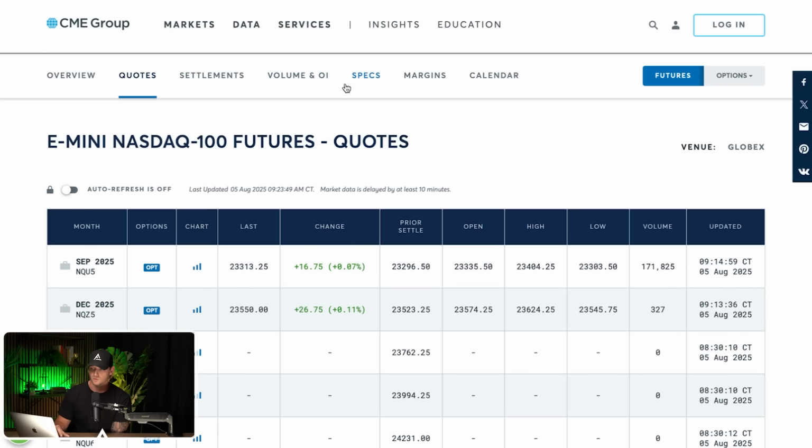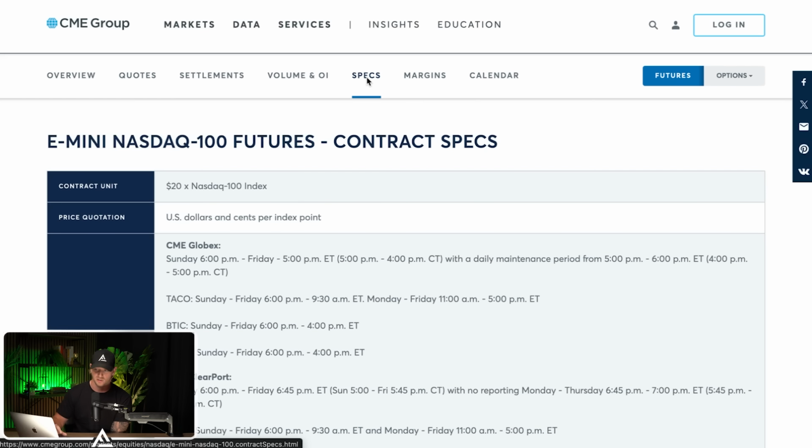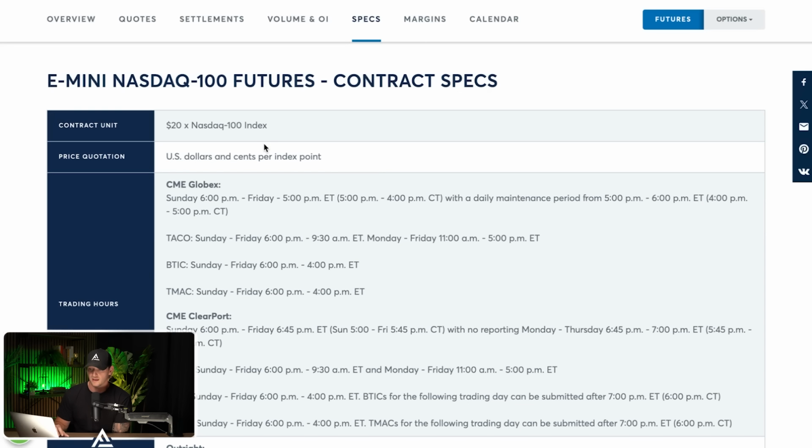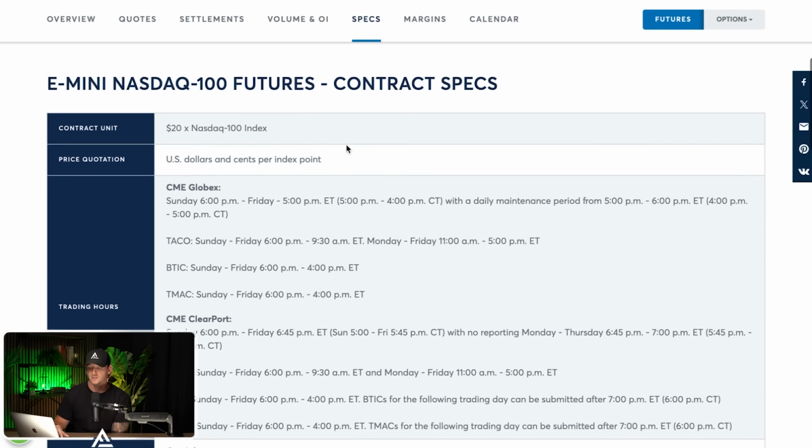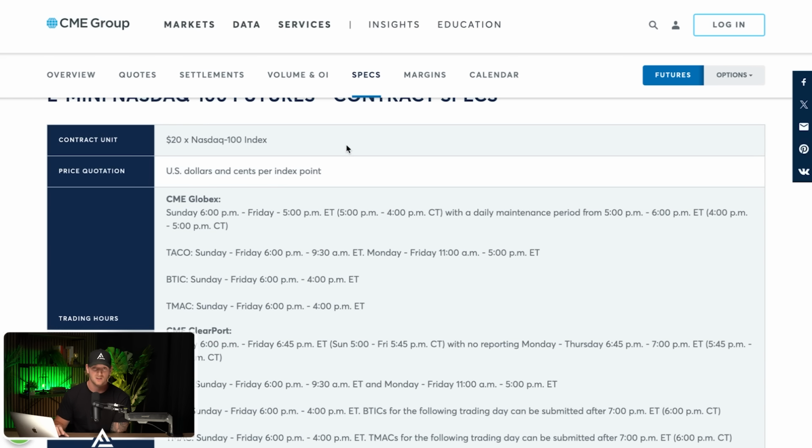But let's head into the specs page so we can understand the margin of an NQ contract. Once again, first thing we're going to look at is our contract unit, which is $20 here on the NASDAQ. If you learned anything from ES, you get a net gain or loss of $50 per 1 contract of ES. NQ, we have a $20 net gain or loss per 1 point of a NASDAQ move.